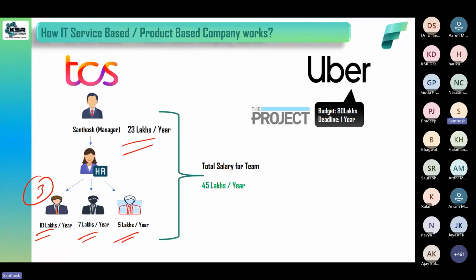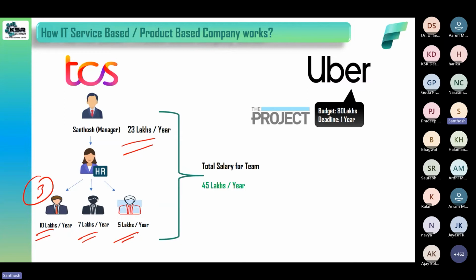If you're asking for a 15 lakhs package, they'll say, no, we don't have budget. If you want to come, you come for 13 lakhs. Why are the HRs putting a budget? Because the HRs' performance is also judged on getting the best people for the lesser amount. That is where HR's and Santosh's performance will be validated.